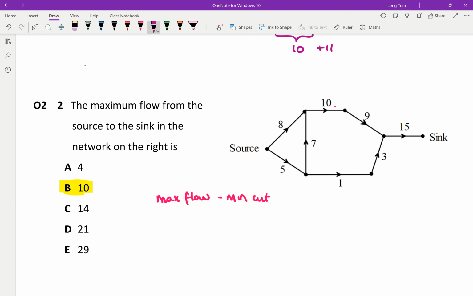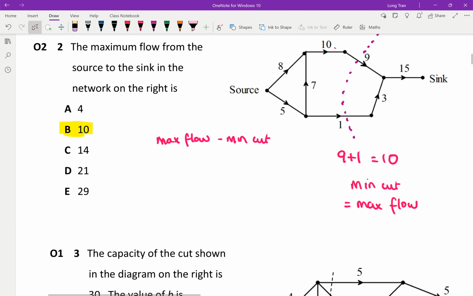So my minimum cut right now must then be, I should do a dotted line to help you understand. So there we go. And therefore, 9 plus 1 gives me 10, which is minimum cut, which equals max flow. Okay, that's exercise 15A if you want to look at that again.